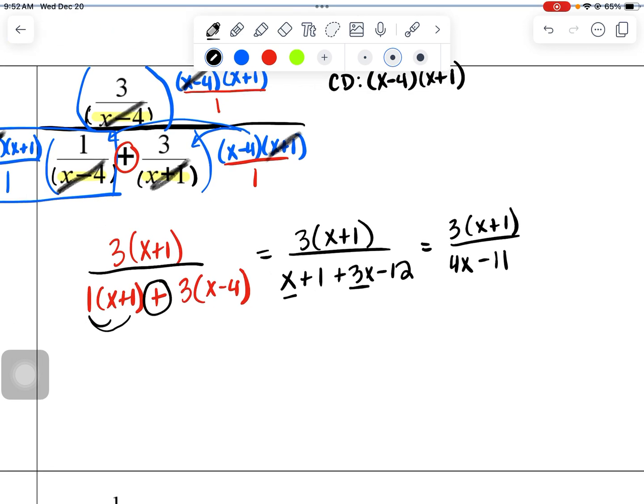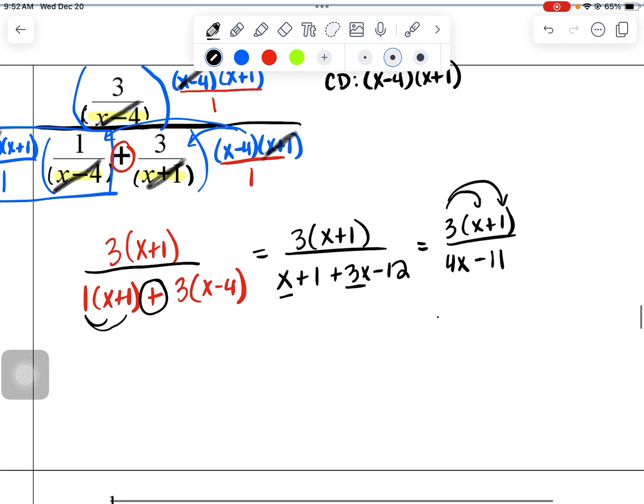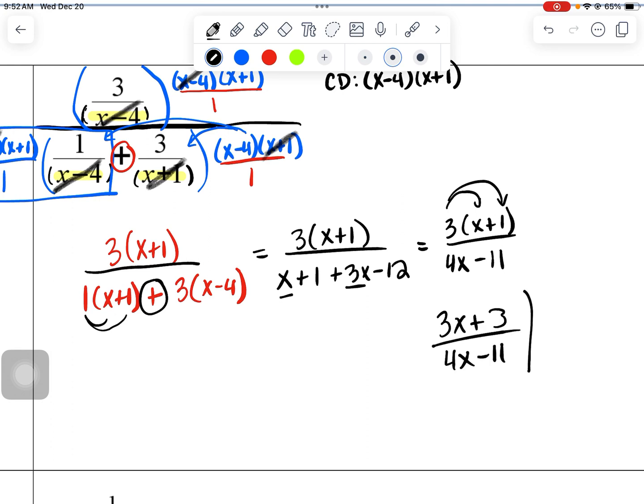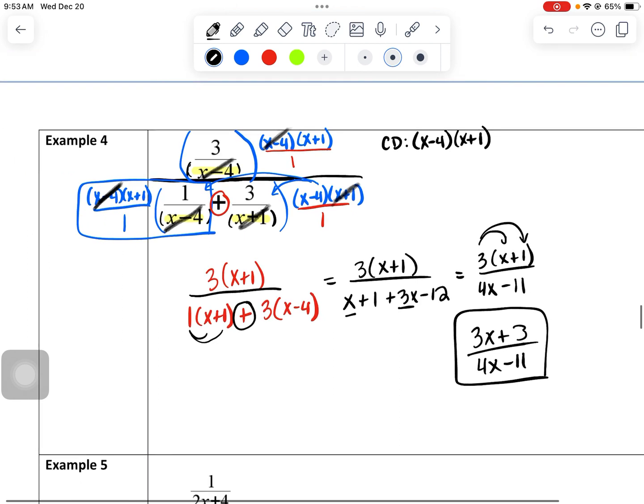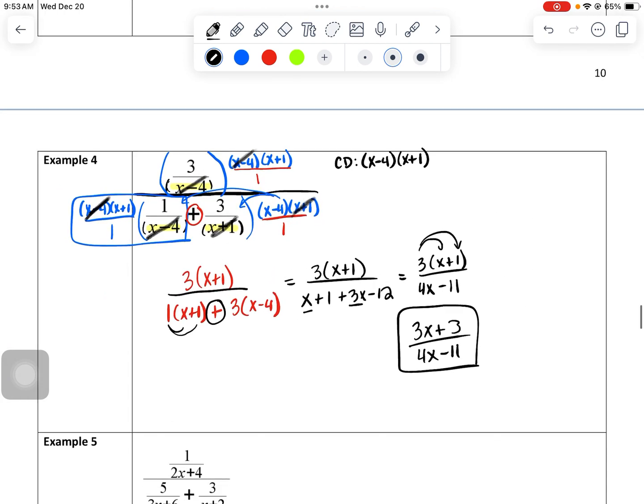Now I left the numerator factored just in case I was able to factor the denominator more, in which case I might be able to simplify. I am not able to factor the denominator more, so I want to put the top into standard form. So I got 3x plus 3 over 4x minus 11. And that would be my final answer. Got a little messy. Sorry about that.